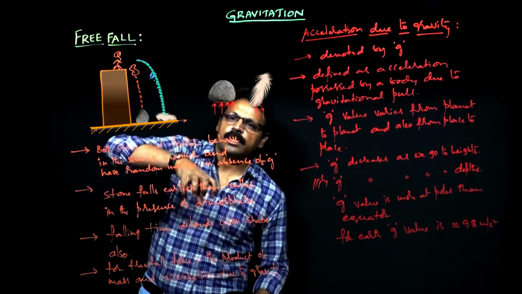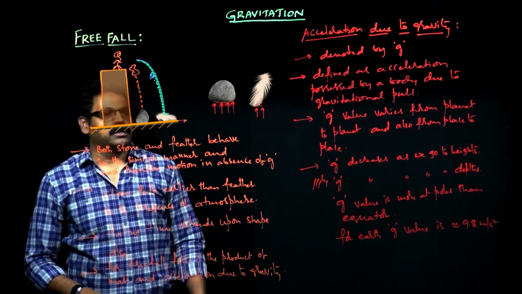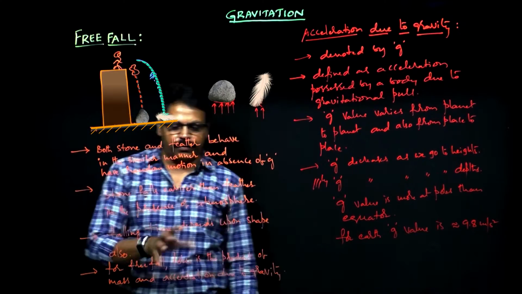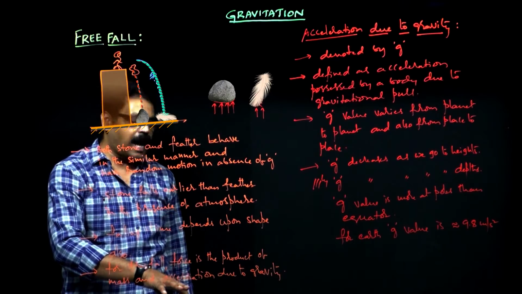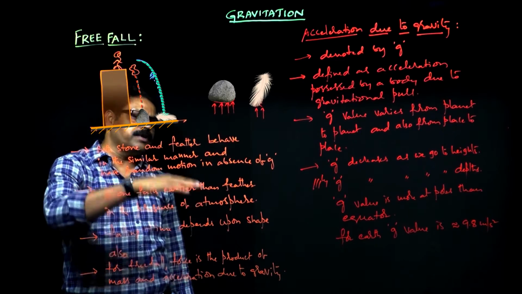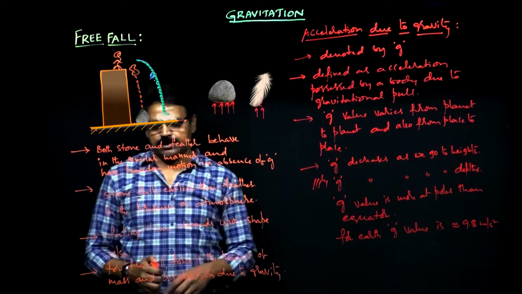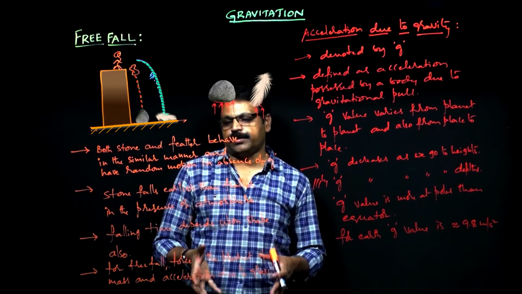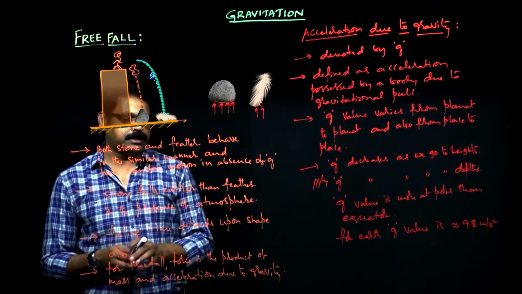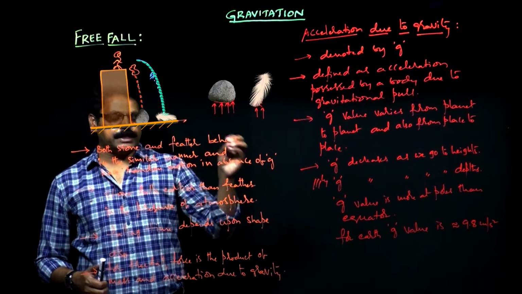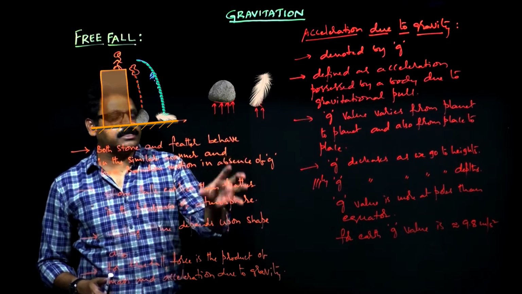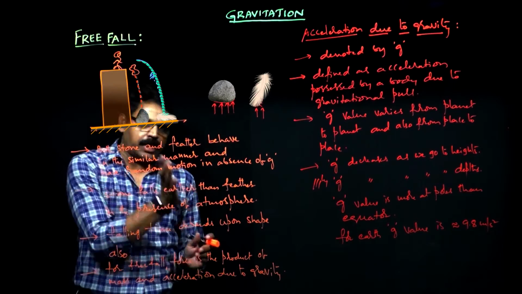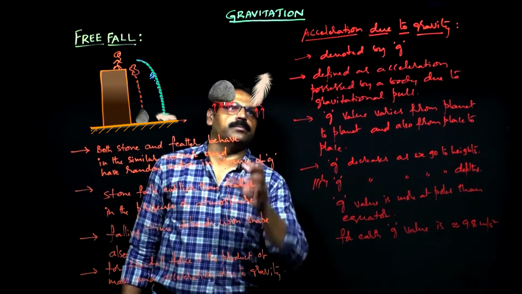Overall, whenever the bodies are moving towards the ground, it is due to the gravitational attraction, and that gravitational attractive force is given by the product of mass and acceleration due to gravity. That we have studied earlier also in equations of motion. Whenever we write the acceleration concept in equations of motion under the influence of gravity, that a is replaced by g. That means acceleration is replaced by acceleration due to gravity. In this case, F equals ma is replaced by F equals mg.